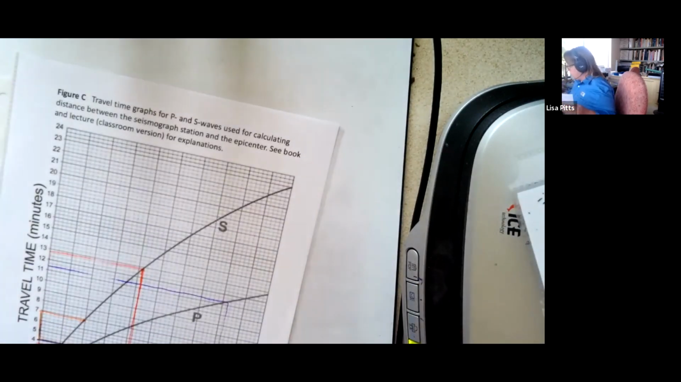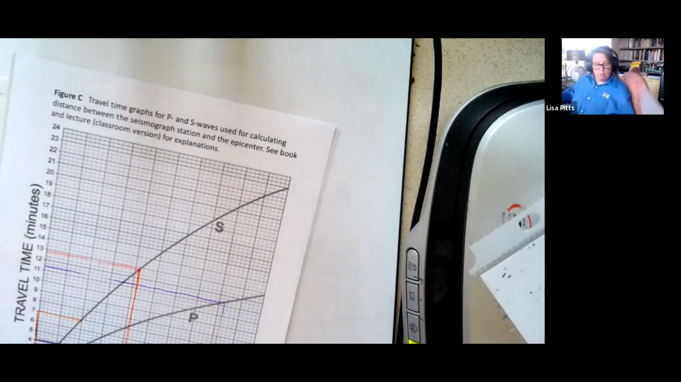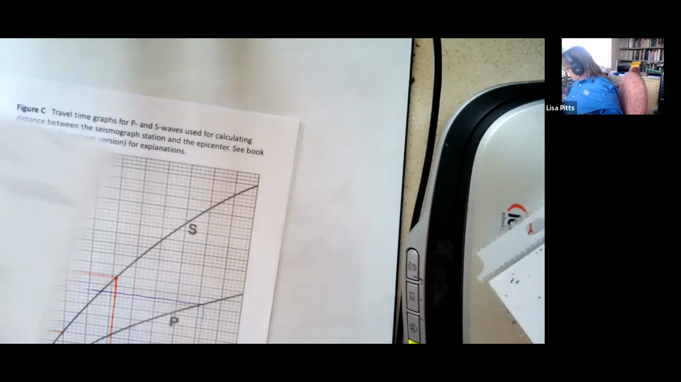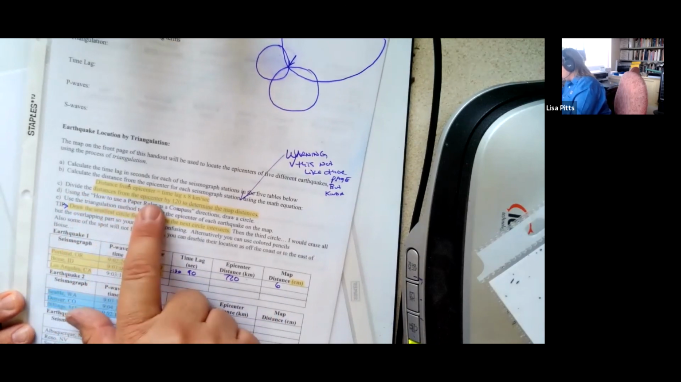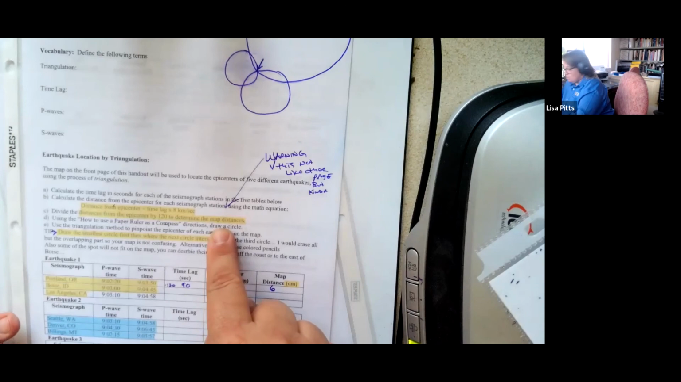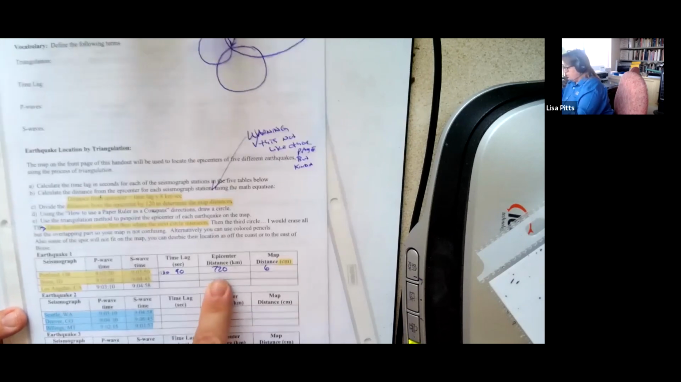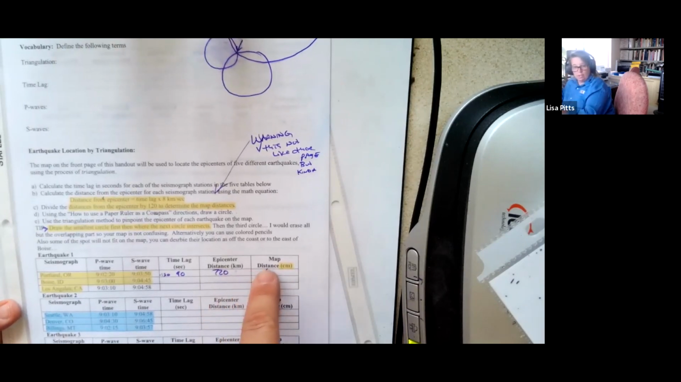Okay, so any questions on the first page? Oops, not that page. This guy. How did we get a 6? Oh, the formula on the paper said the distance from the epicenter is the lag time times 8. And then it says divide the distance from the epicenter by 160 to determine the map distance. So that's how we got 6. So we did 90 times 8 to get this number, and then divided by 120 to get that number, because that's our map scale.